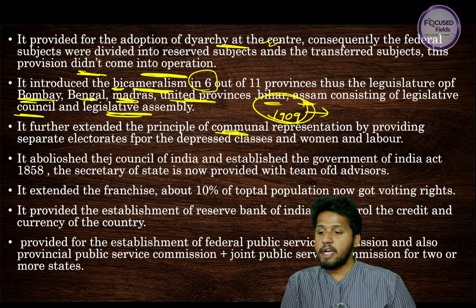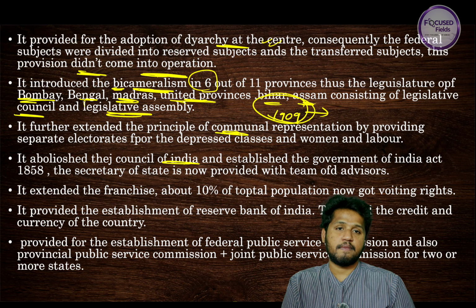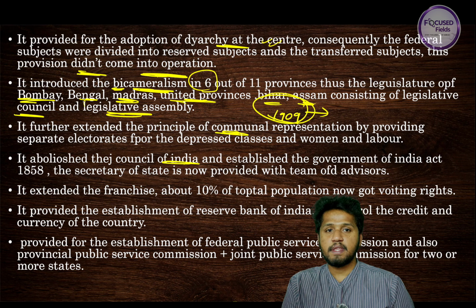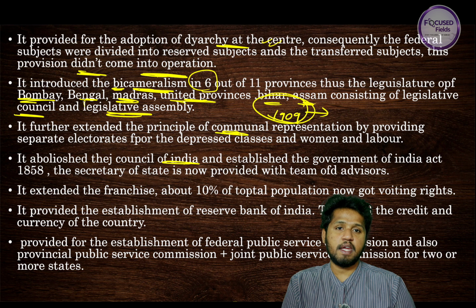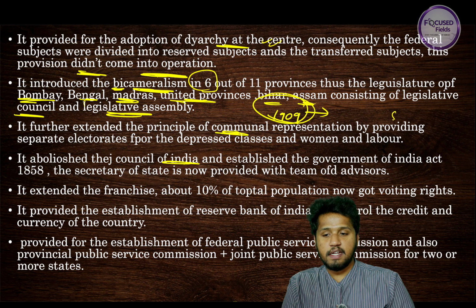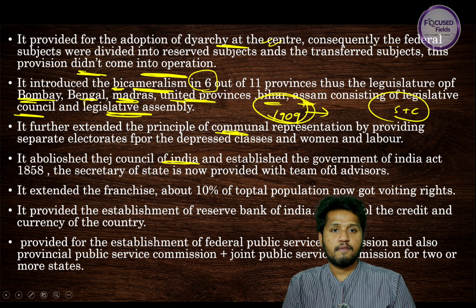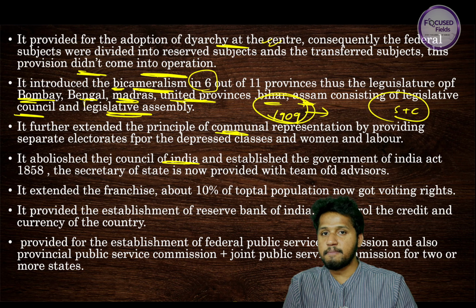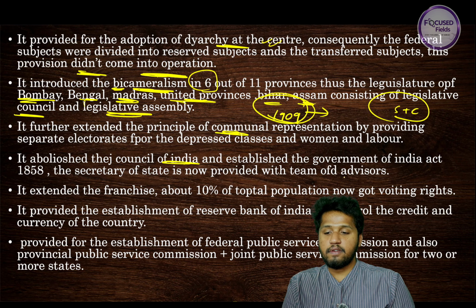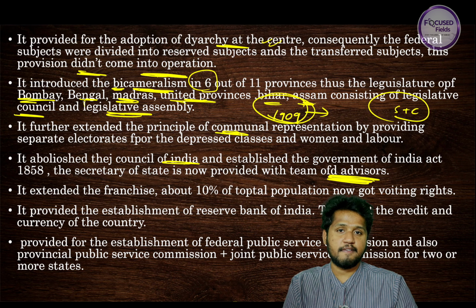To continue, it abolished the Council of India. What is the Council of India? It was established by the Government of India Act 1858, where the Secretary of State would have a council. This was abolished and now the Secretary of State is still present, but was given a certain number of advisors now. That was the change which was made through the 1935 Act.